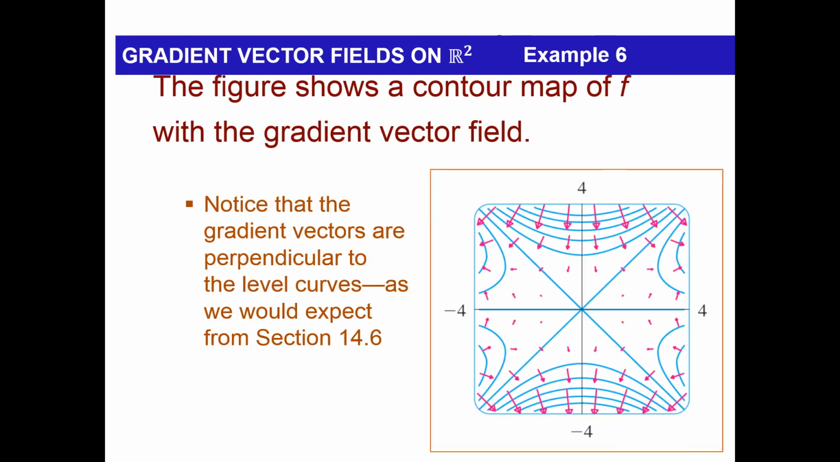And there is a very interesting observation. Again, you have learned it in chapter 14, section 14.6 in particular. This is a gradient field along with the level curves of the surface, right? So you can observe that these gradient vectors are perpendicular to the level curves, right?